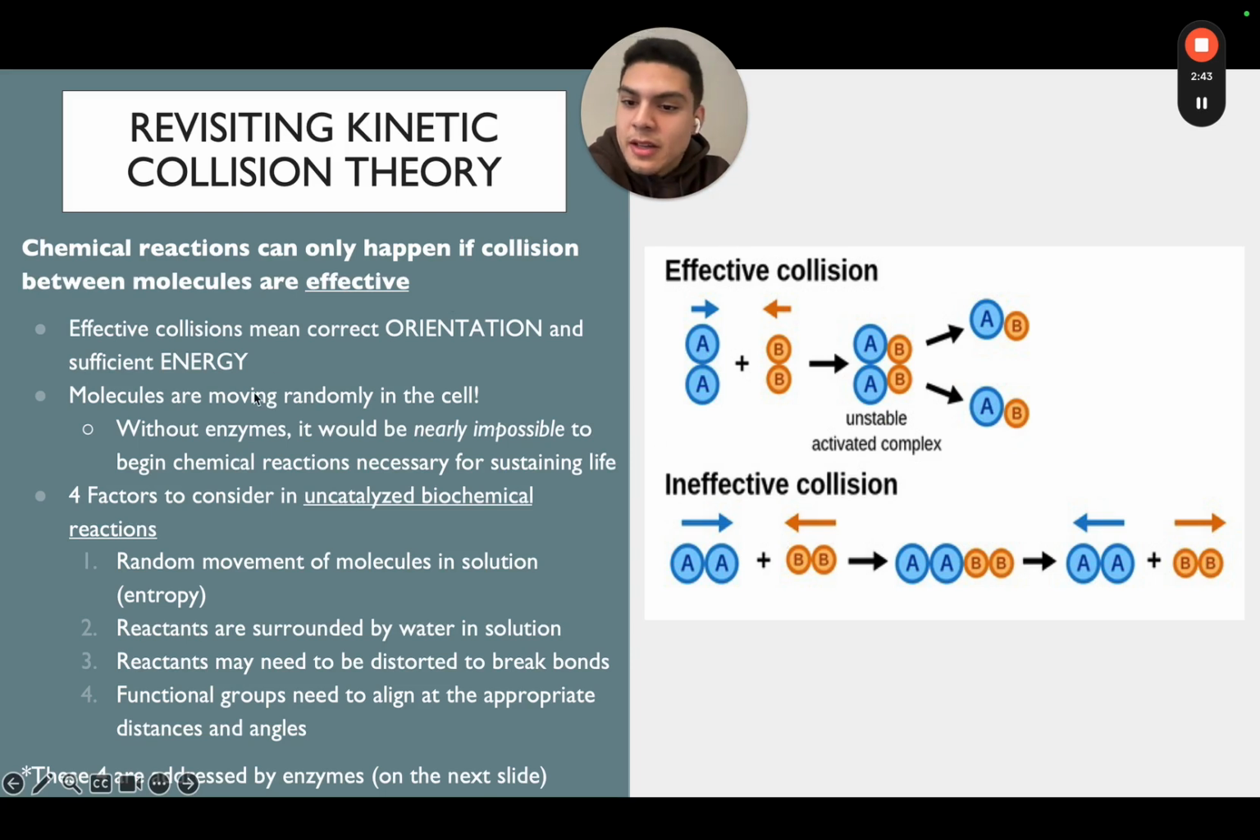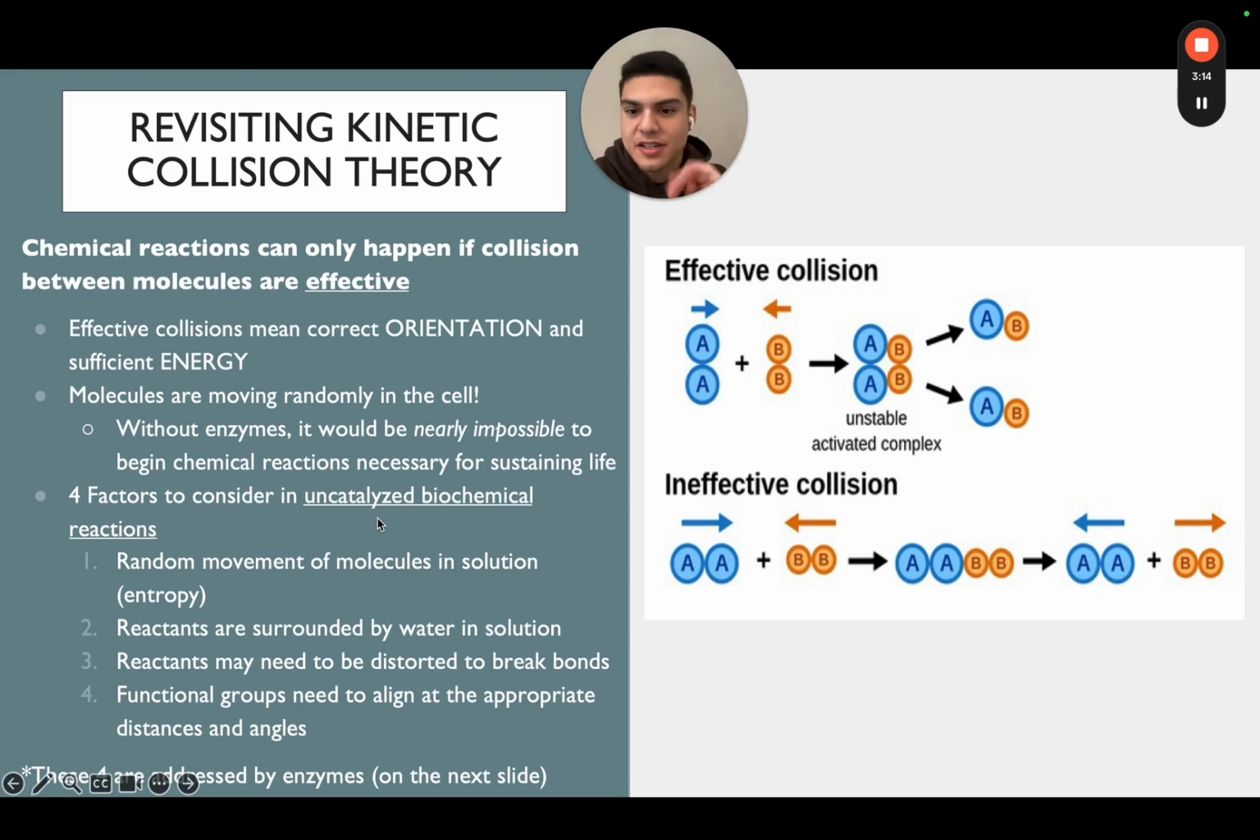Molecules are randomly moving in a cell, and without enzymes, it would be nearly impossible to begin chemical reactions necessary for sustaining life, since it's such an orderly thing. We're taking all the disorder in the cell, the molecules moving in different directions, and we're making life from it. It's very hard to conceptualize that random disorderliness forming order, to form those polymers, to form glycolysis, Krebs cycle, etc., beta oxidation, all that stuff. So it's a necessary prerequisite that we have enzymes.